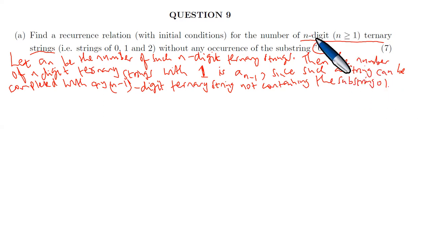Okay, so we are looking at the n-digit ternary strings, and we are removing the substring 01. If we are removing the substring 01, then the number of the n-digit ternary strings with one is a_{n-1}. We are removing a string.